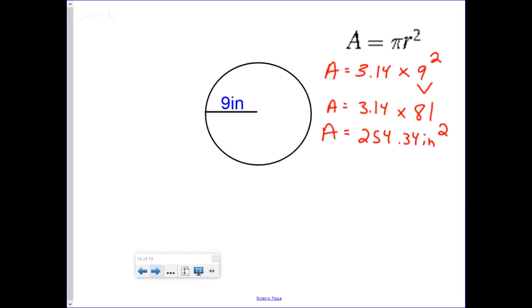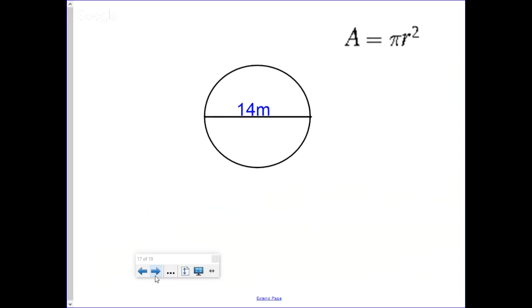Now, the next problem is going to have a diameter in it. Okay? Well, Mr. Renfro, there's no formula with a D in it. This formula has an R in it. Okay? So how do I do that? Well, you have to cut this diameter in half and make it a radius. So what is half of 14? Well, that's 7. If you divide 14 by 2, you get 7. So you now have a radius, which you can use in this formula.